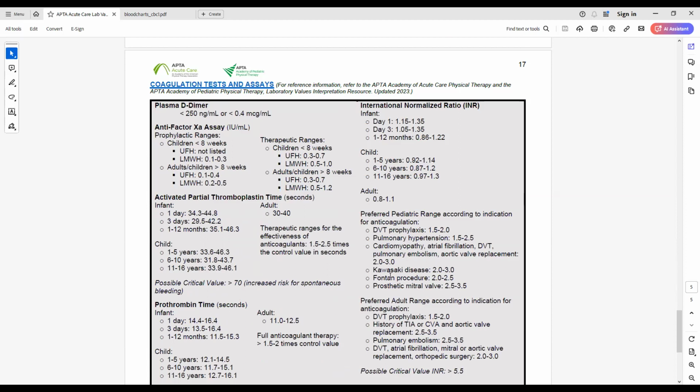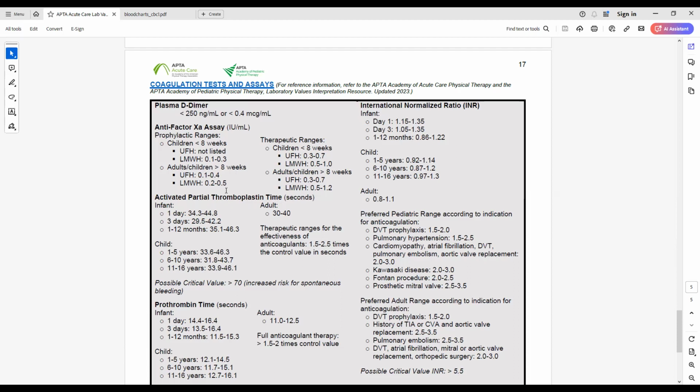Let's go to coagulation test and assay. So plasma D-dimer should be below 250 nanograms per milliliter, or anti-factor 10, which is factor 10 of the coagulation cascade, and activated partial thromboplastin time, which is aPTT. And prothrombin time, which is PT. This is aPTT, I'm sorry, aPTT.